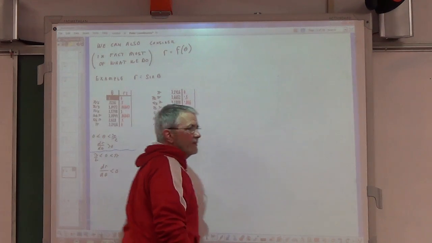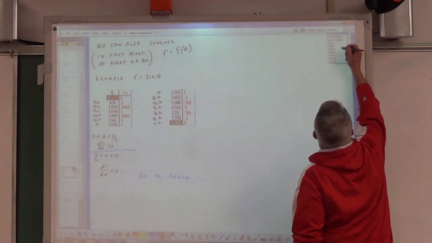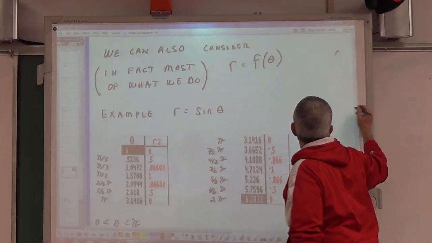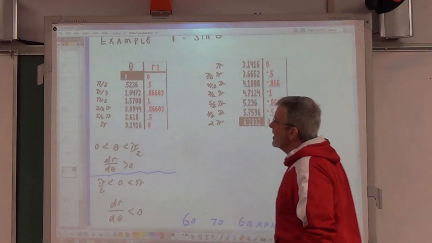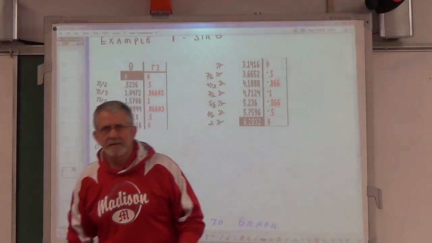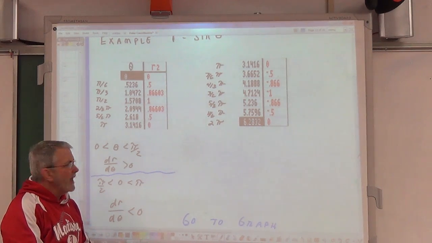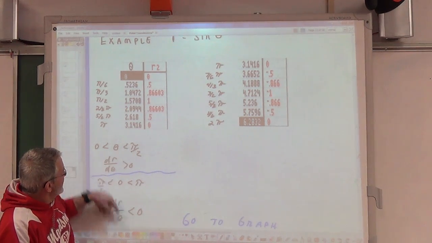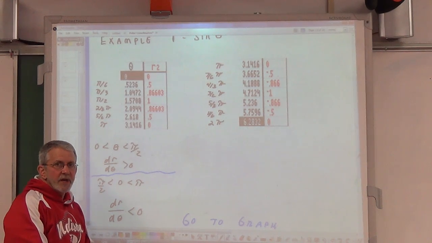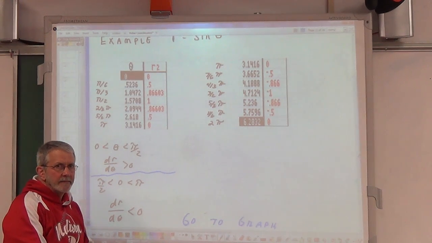And I do have those tables copied on here so that we can talk about them a little bit better. This is the same graph. And this is what we're going to do with respect to the calculus of these polar equations. We're going to look at dr d theta, the rate that r changes with respect to theta.